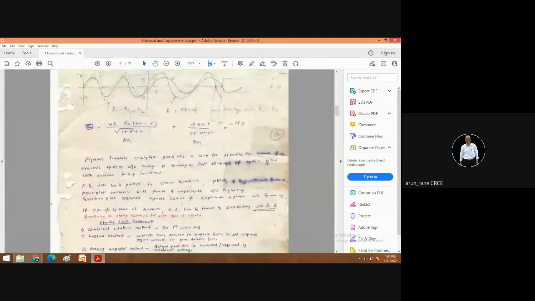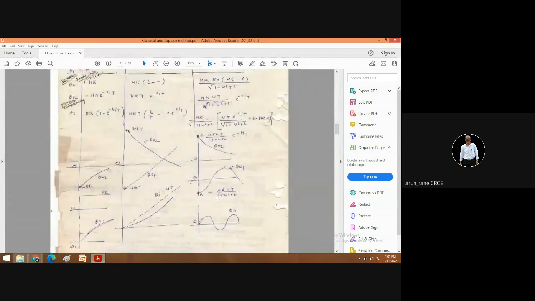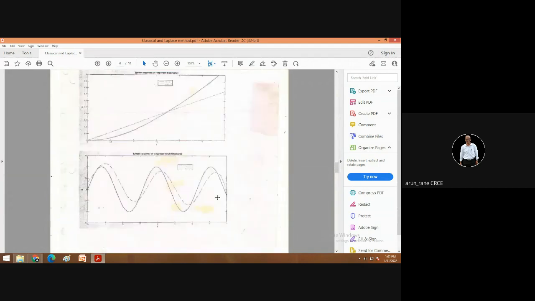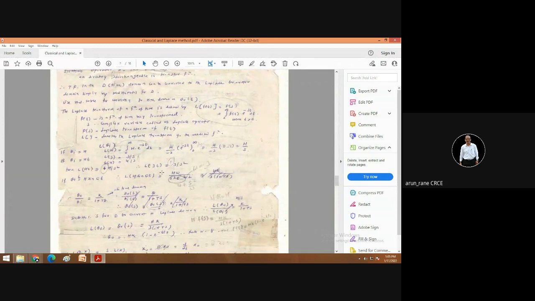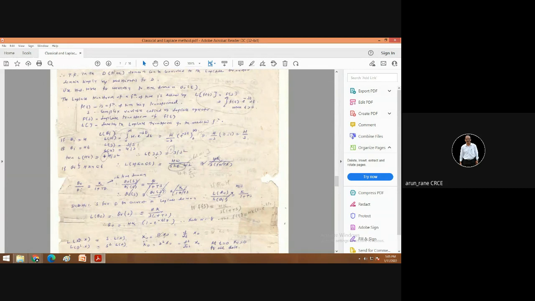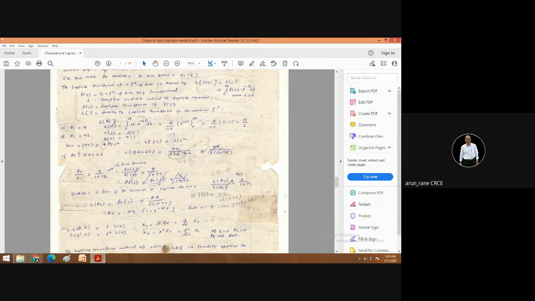Okay, so this is nothing but the Laplace transform. That is what we will see now. So Laplace of 3t will be 3 upon s square. Laplace of 3 will be 3 by s, and so on.